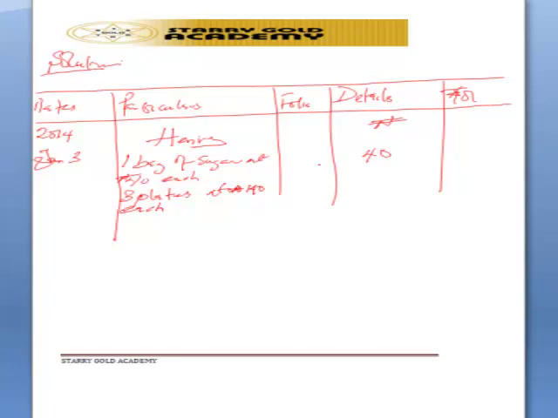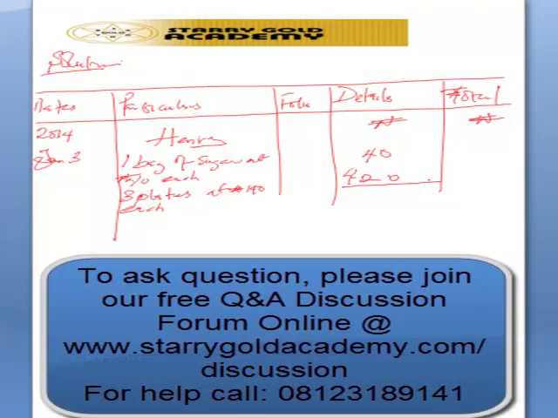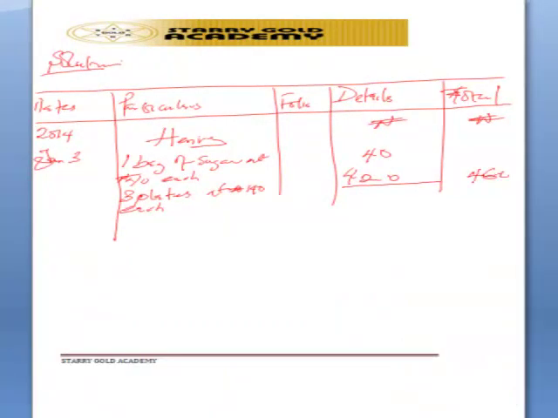So 140 times 3 give us 420. So Henry, 420 plus 40, that is 460. From Henry, 460 worth of goods is being returned. So this is a return inward ledger. Okay, so that is all for Henry.